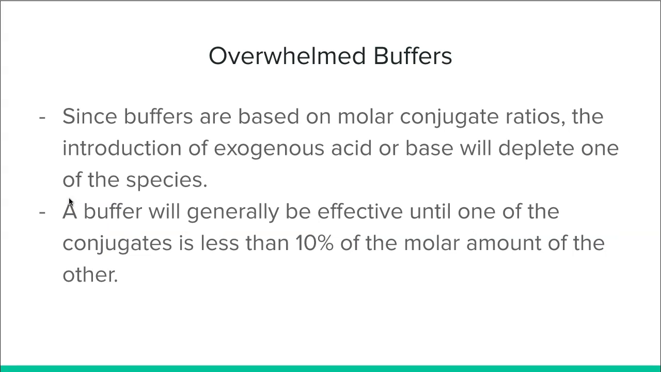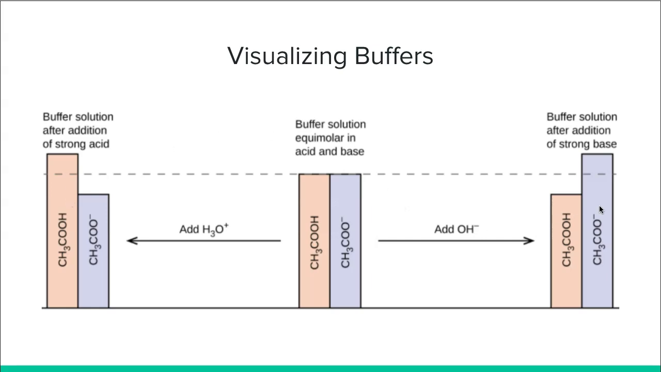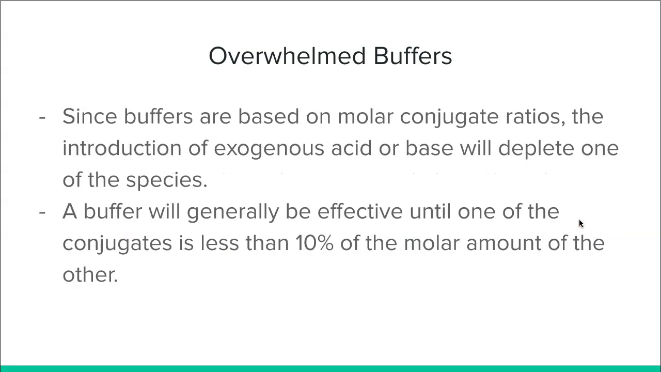Okay, so since buffers are based on molar conjugate ratios, the 1-to-1, the introduction of exogenous, which means outside or not native to the reaction, the introduction of exogenous acids and bases will deplete one of the species. So if I'm adding acid, it's going to deplete that conjugate base and form more acetic acid. And if I add base, it's going to require some of the acetic acid to be used up and create more of the conjugate. Okay? So we're going back and forth. Again, if I go back one slide here, you can see one starts to slowly pile up as the other one starts to decrease. Okay?